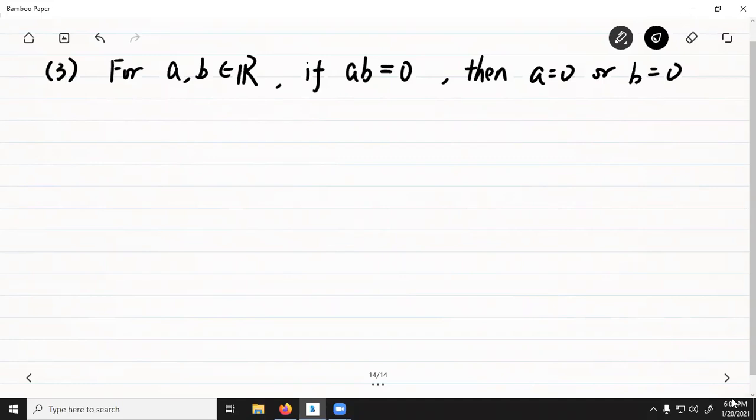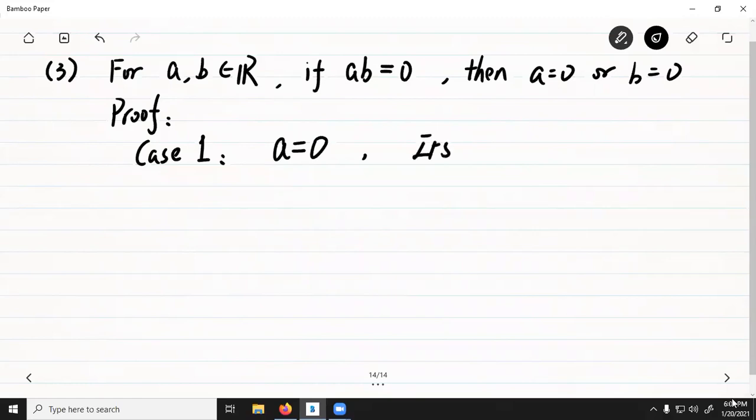So now let's prove it. So we consider two cases. The first case, case 1: A equals 0. If A equals 0, okay, we're done, right? The result is A equals 0 or B equals 0. So if A equals 0, it's done. So the second case, case 2.